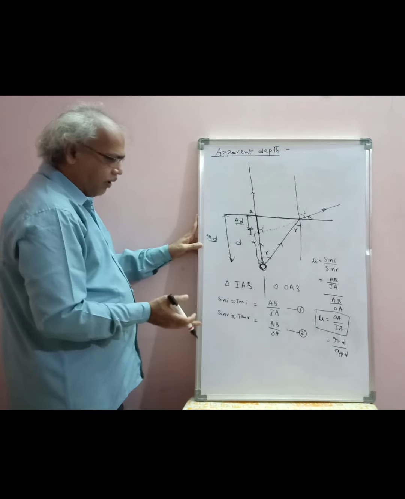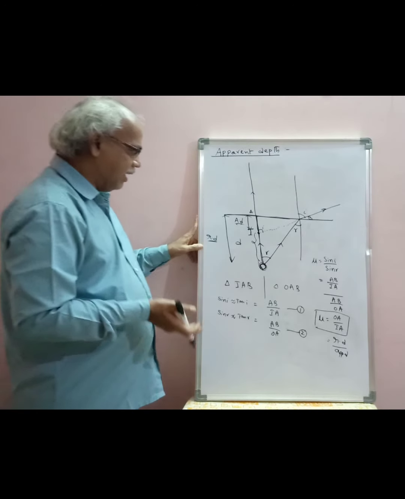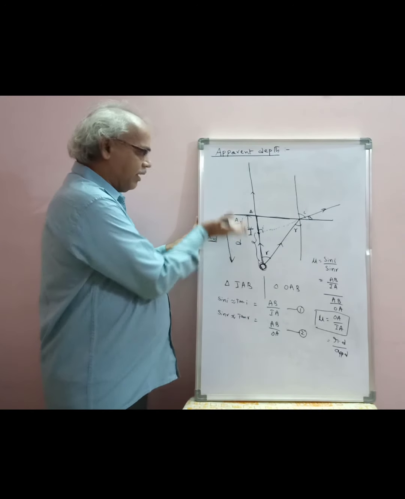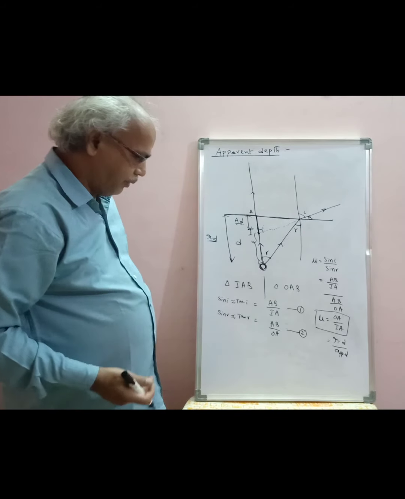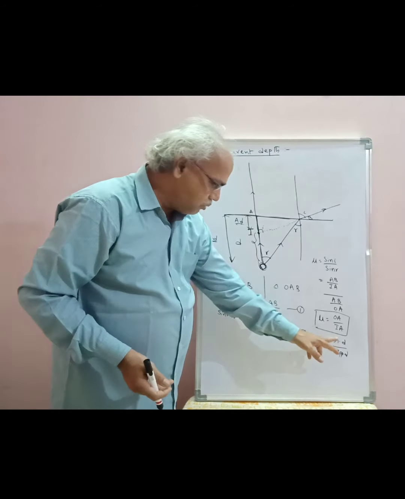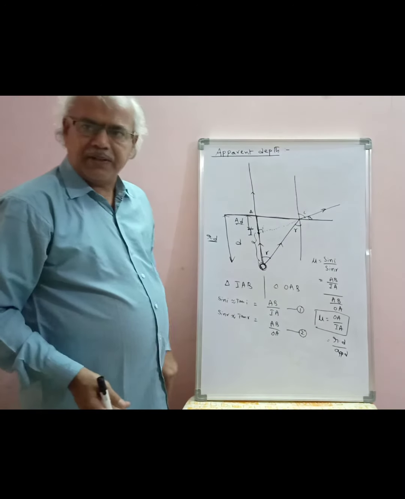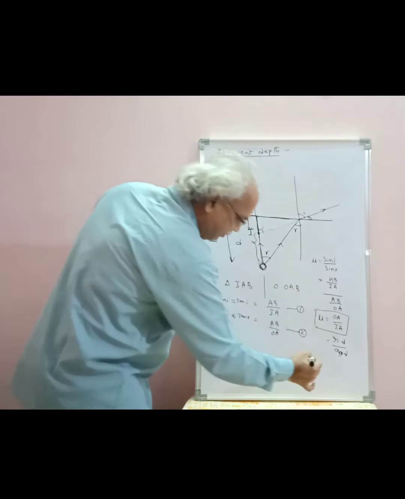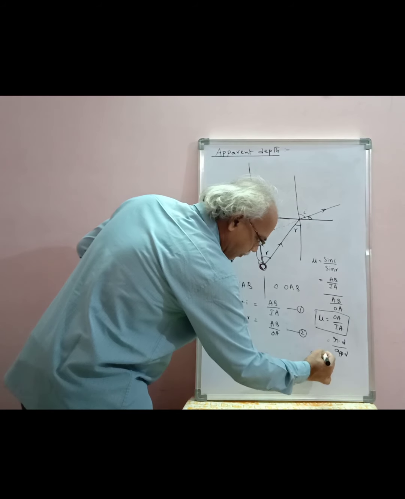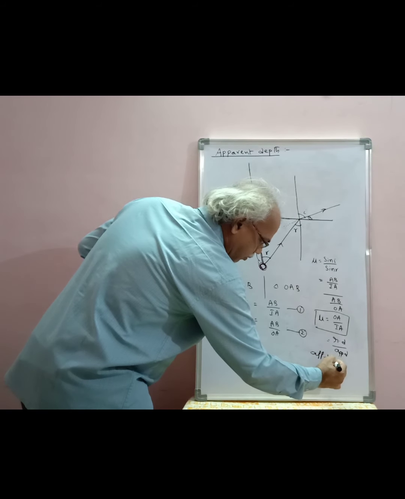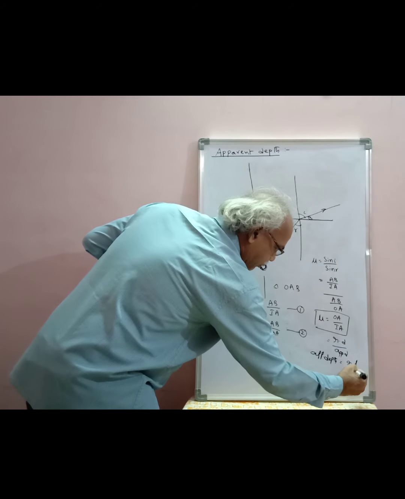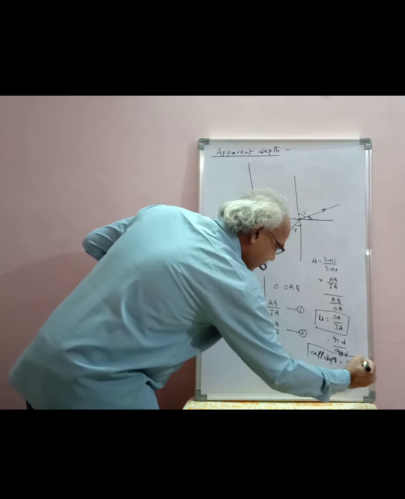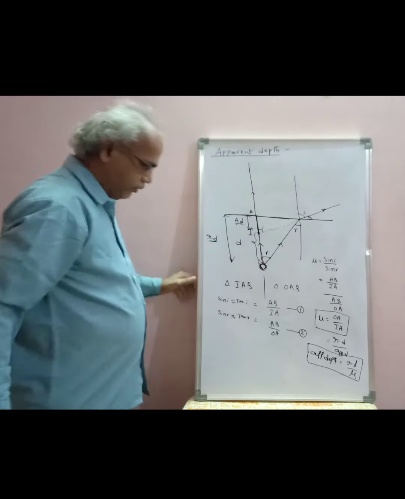So when the object is in a denser medium and the observer is in a rarer medium, the refractive index of this medium can be defined as mu is equal to real depth by apparent depth. Apparent depth is equal to real depth by refractive index.